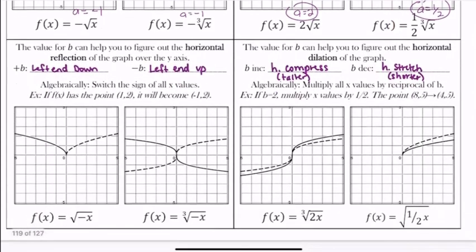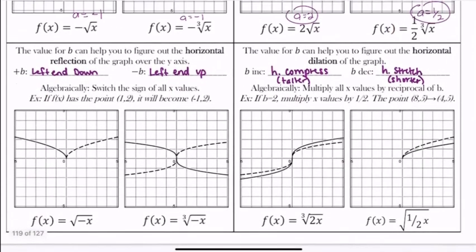And now I'd be looking down here for our last horizontal change because that's on the inside of the radical. It says here the value of b can help you figure out the horizontal reflection of the graph. When you're reflecting horizontally, you're reflecting this way. So as you can see, we went this direction. This one went this direction. Obviously, this one circled around. And for these, we just mentioned the left end. If I look originally, the left end is down. And then as it flips over this direction, the left end is now up.